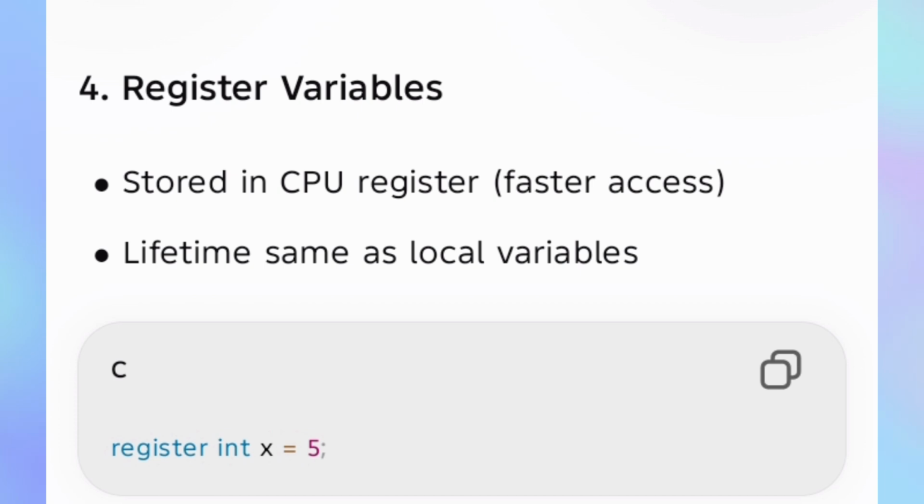A register variable is stored in the CPU register, giving faster access, and its lifetime is the same as a local variable. Register int x = 5. A register is a small type of memory, a very short and very fast memory. The variable is allocated memory space in the register, so access is very fast. During execution time only the space is allocated and then destroyed. Example, the register keyword used with x = 5.